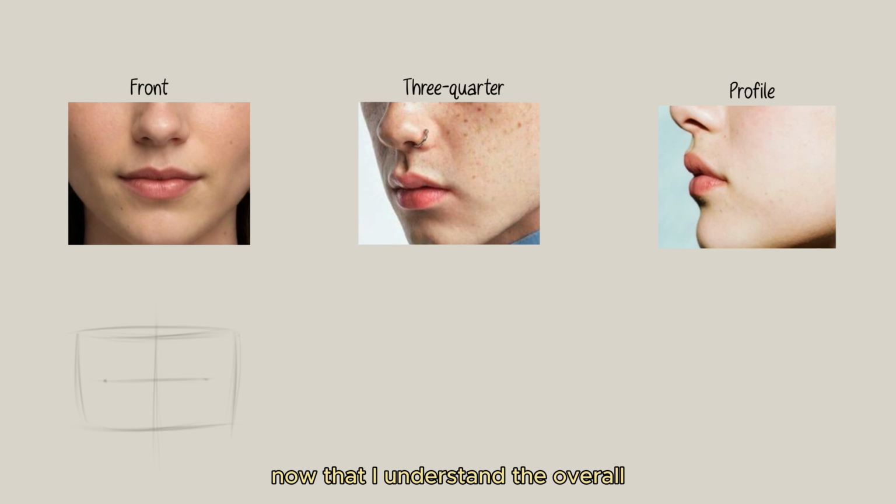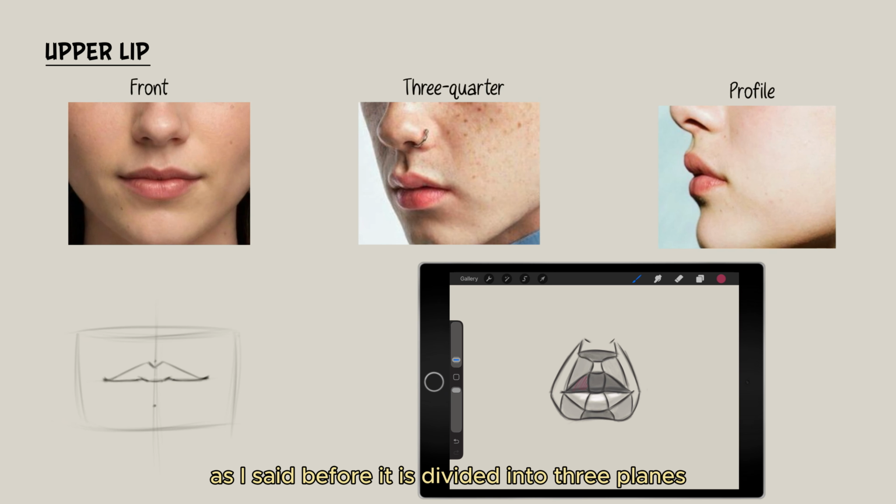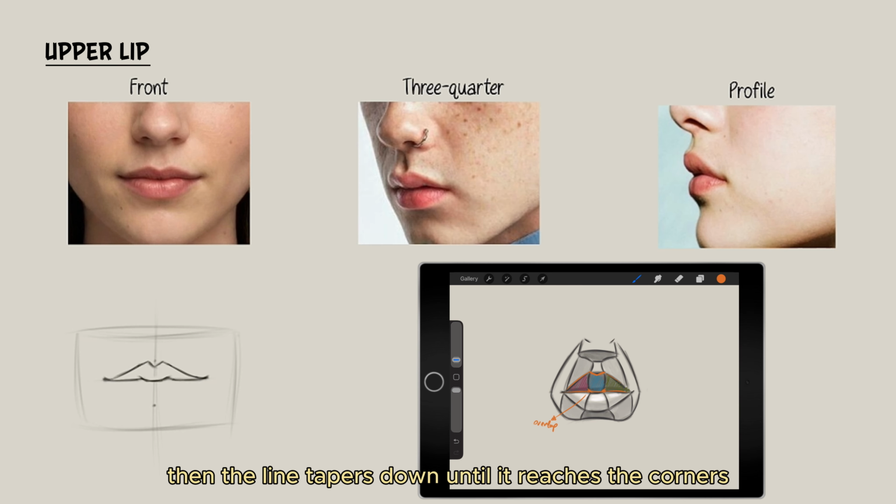Now that I understand the overall structure and shape of the mouth, I can approach each area separately, starting with the upper lip. As I said before, it is divided into 3 planes. The middle plane comes in front of the side planes, and you can show this on the bottom contour by drawing an overlap where they meet. As for the upper contour, it has this V shape in the middle, known as Cupid's bow. Then the line tapers down until it reaches the corners.